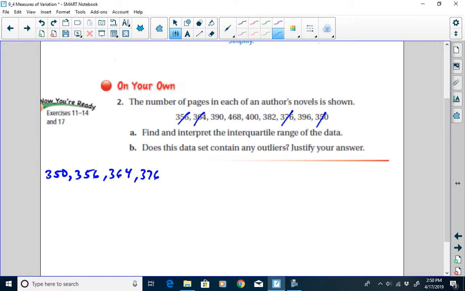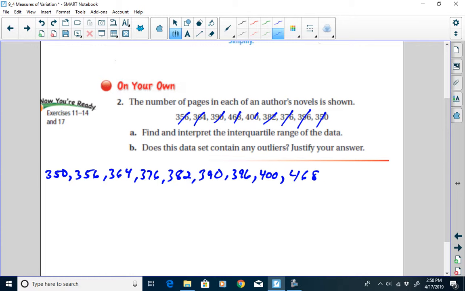What else do we have? 382. From least to greatest. What else? 390. 390. What's next? 396. And what else? 400. And 468.